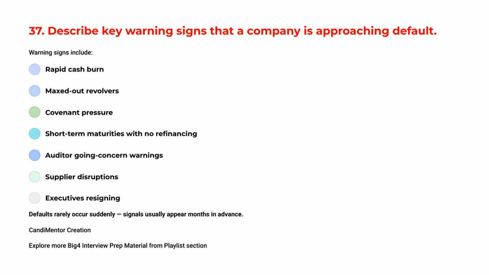Describe key warning signs that a company is approaching default. Warning signs include rapid cash burn, maxed out revolvers, covenant pressure, short-term maturities with no refinancing, auditor going concern warnings, supplier disruptions, executives resigning. Defaults rarely occur suddenly. Signals usually appear months in advance.